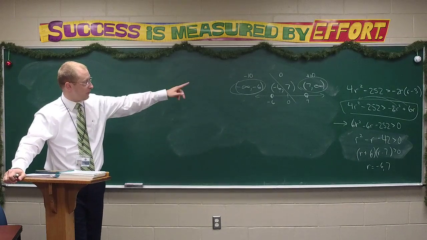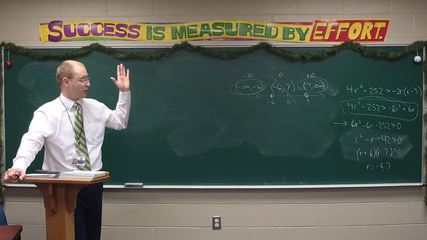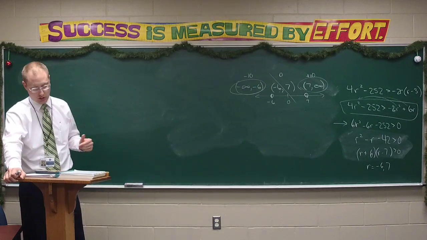But how many did have the outer ranges? Negative infinity to negative 6, 7 to infinity working on this one. Assume those who had the critical points correct. Obviously, if you didn't have those, no chance on that.